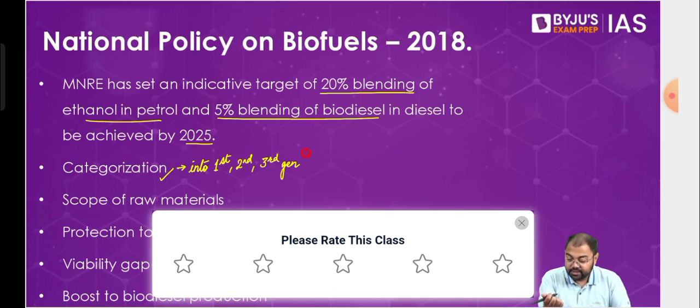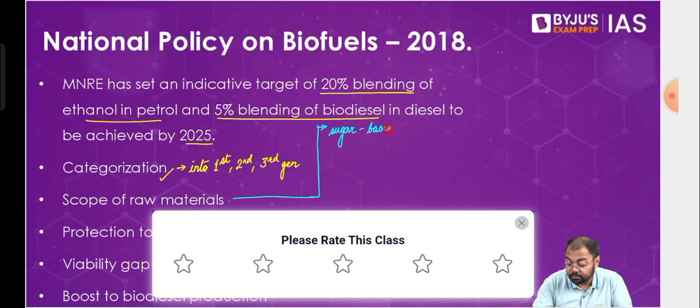Then after that, the scope of raw material. For the first time, they have properly defined what kind of raw material we can use in the generation of energy through biofuels. So understand the scope of raw material. First, we have sugar-based crops that can be used, for example, sugarcane.